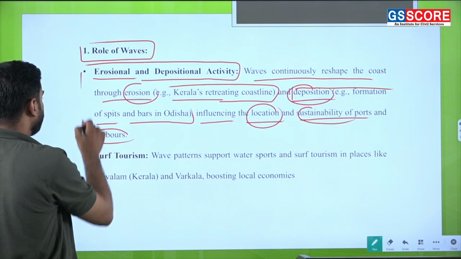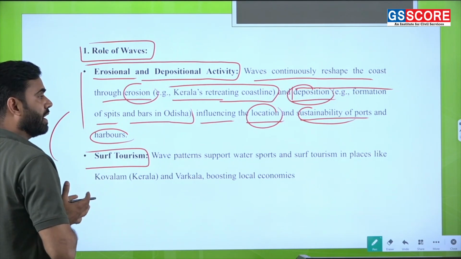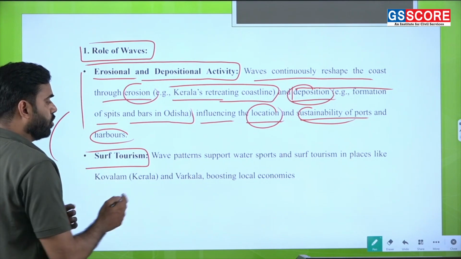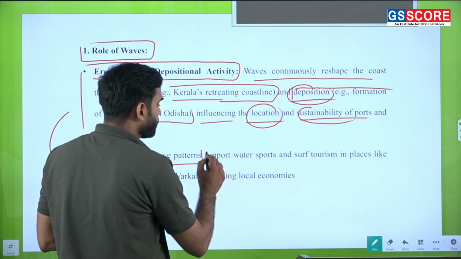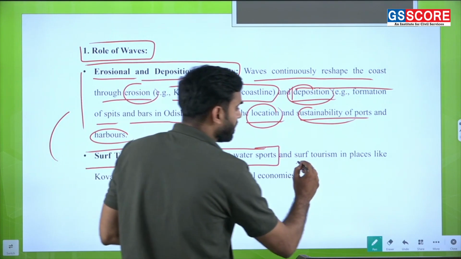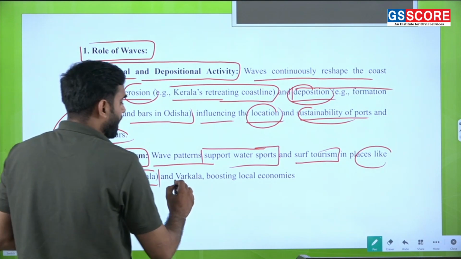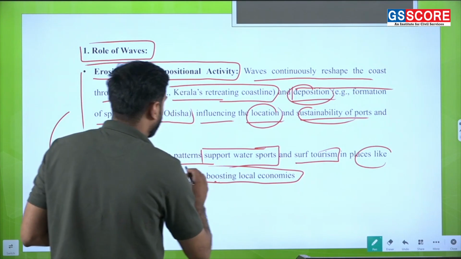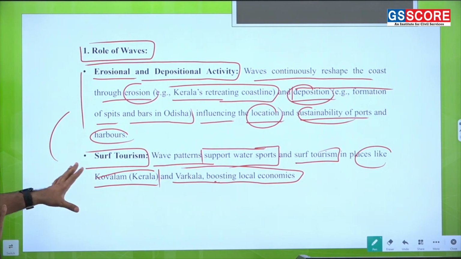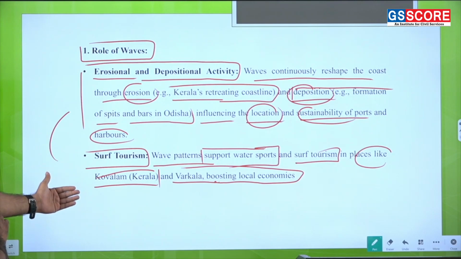Next, I mentioned surf tourism. As we know, Goa, Andaman and Nicobar, Lakshadweep, Kerala, these are the prominent states. Wave patterns support water sports and surf tourism in places like Kovalam, Kerala, and Varkala, boosting local economies. So I mentioned only a single example. I finished my role of waves.